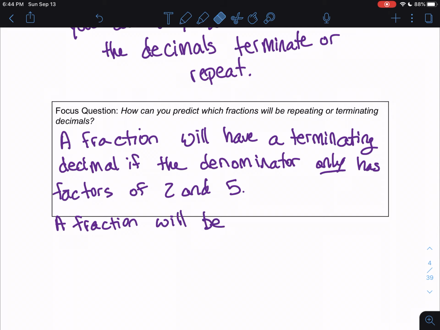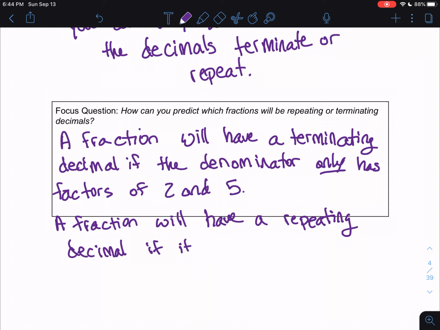And a fraction will have a repeating decimal if it does not meet that requirement.